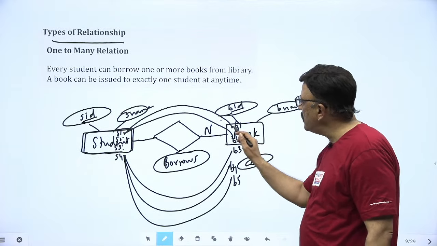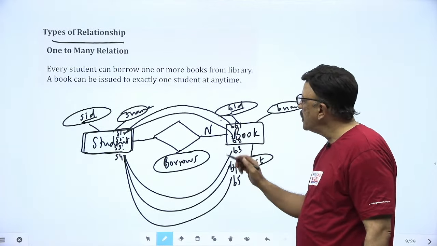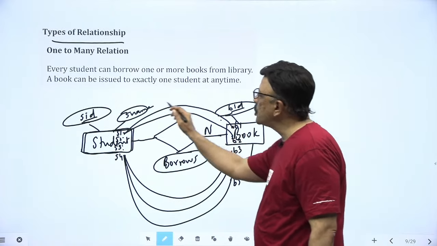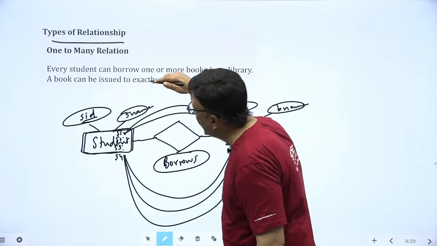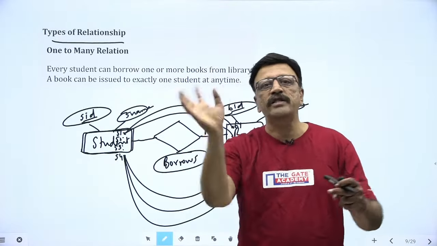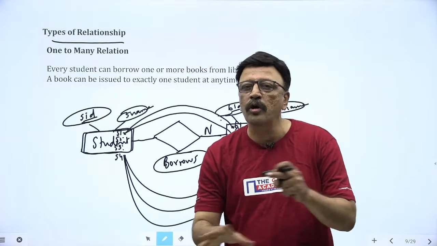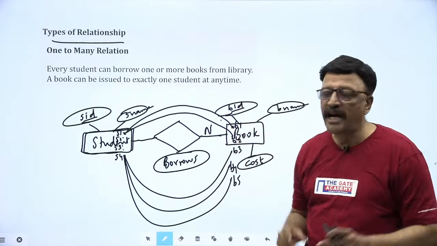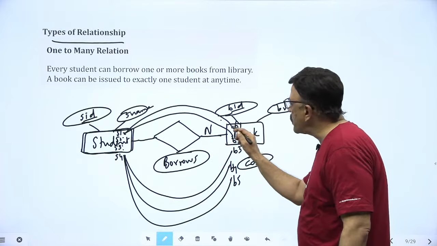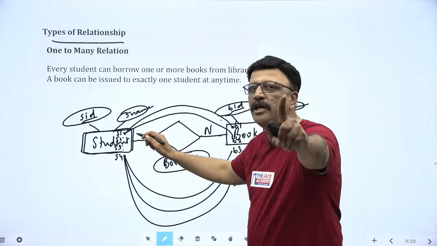This book, B1, you have been issued to which student? This B1 will say, I have been issued to S1, S1 and only S1. The book won't say I am with S1, S2, S3, three students. It is not possible. The librarian won't issue the book to more than one student. That means if you ask any book here, this book will take you exactly to one student.